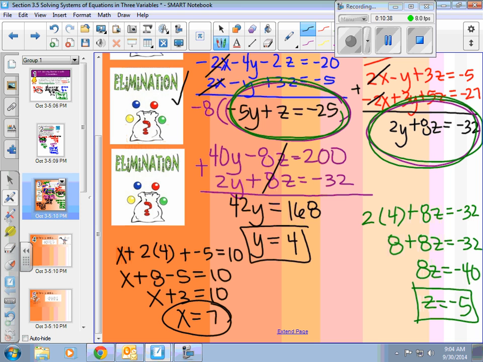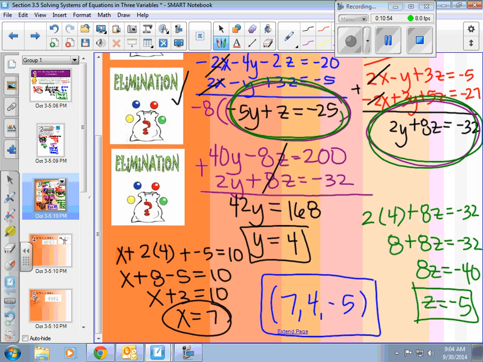So I have now gone through and found x, y, and z. I need to write my answer as an ordered triple. So x would be 7, y is 4, and z is -5. Once again, it's always in alphabetical order: x, y, z.